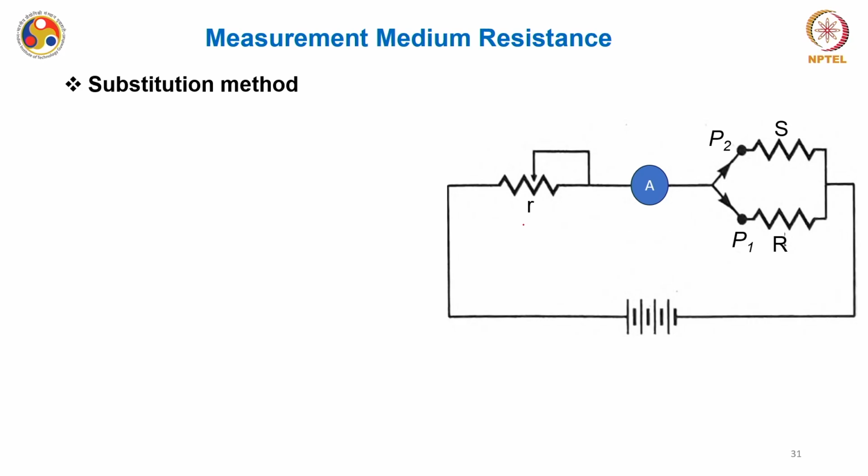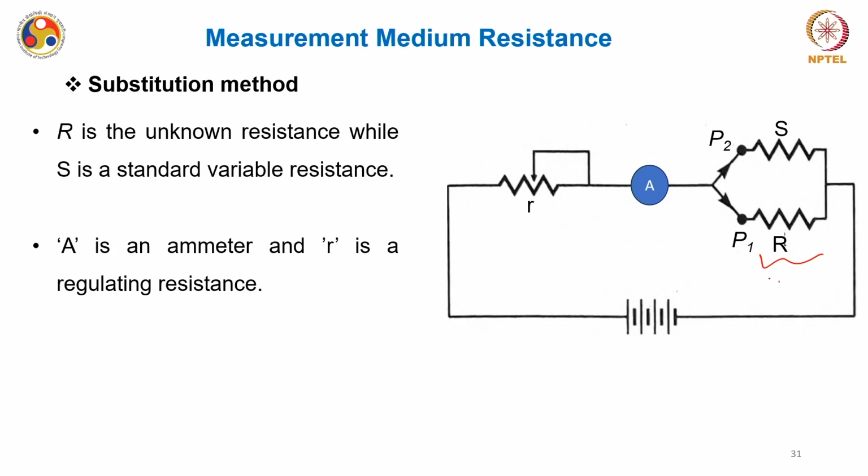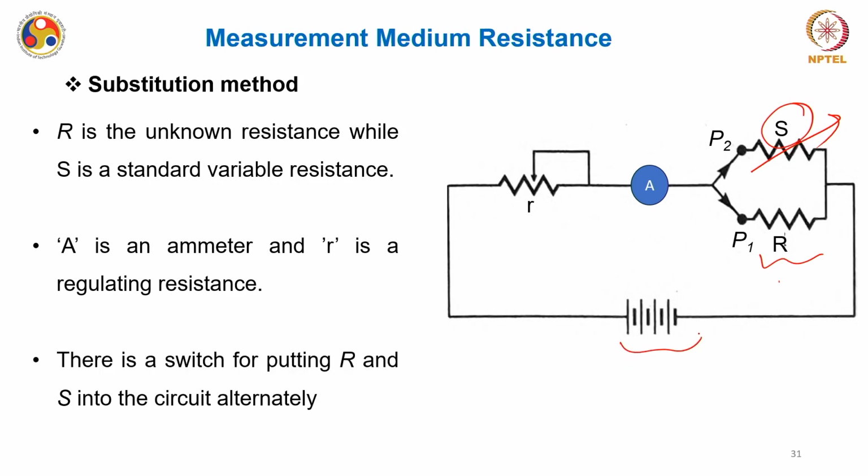So, consider this arrangement of resistors. I have this unknown resistor R, and S is a standard variable resistor. A is the ammeter, and r is the regulating resistance, and this is the battery which has a fixed potential. Now, there is a switch here. Let me represent it by dots. This dotted line shows that the ammeter can be connected to these two points. I am calling this point 1 and this point 2.